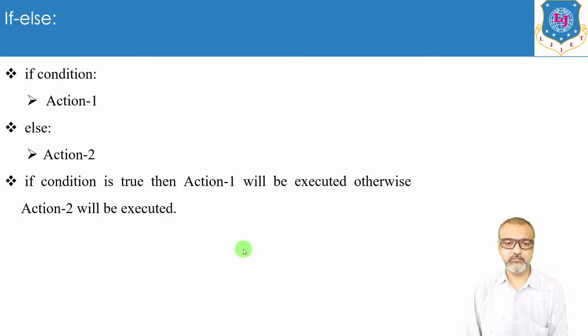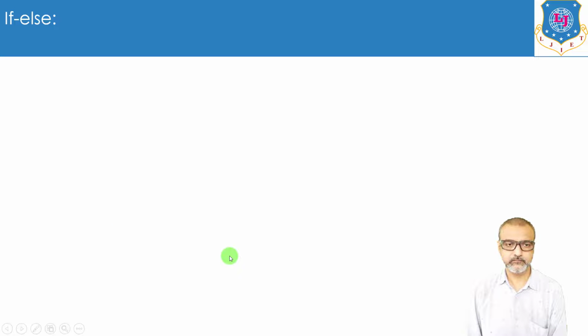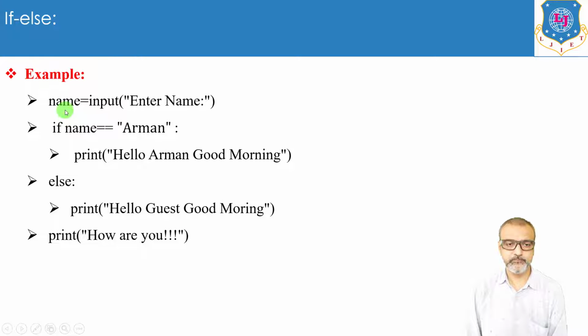Now we will see one program based on if-else condition. See, this is the example. name equals input, enter name. User can enter a name with the help of this command. If name equals to Arman, so this is the condition. Print hello Arman, good morning. If the condition is satisfied, then this statement will be executed. Else, if the condition is not satisfied, then this statement will be executed, that is hello guest, good morning. And at last we will print how are you.